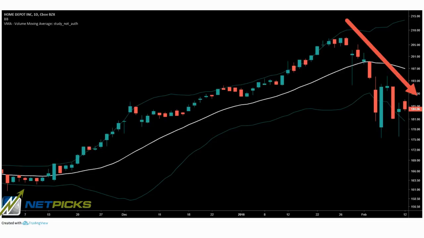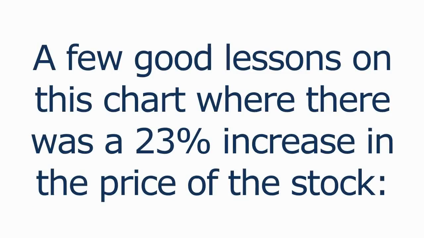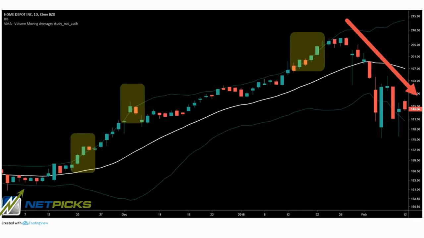We do have the beginning of a squeeze. Can you spot it? But then volatility picks up. So a few good lessons are on this chart where there was a 23% increase in the price of the stock. Now, closes outside or at the upper band do not always translate into a mean reversion trade. Actually, John Bollinger classified closes outside the band as continuation moves.